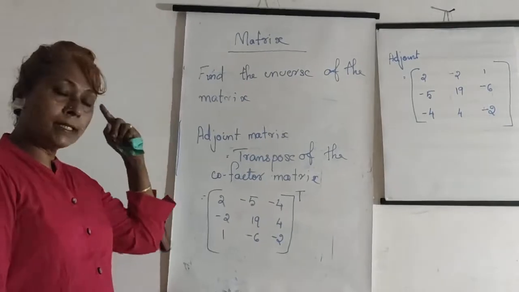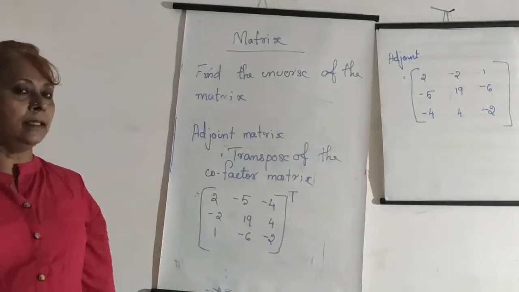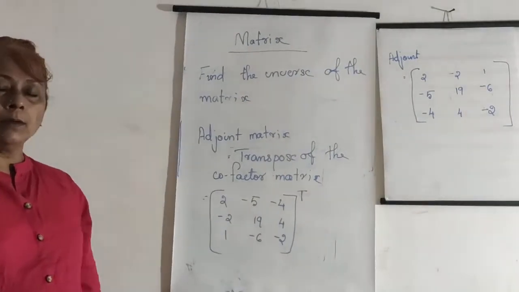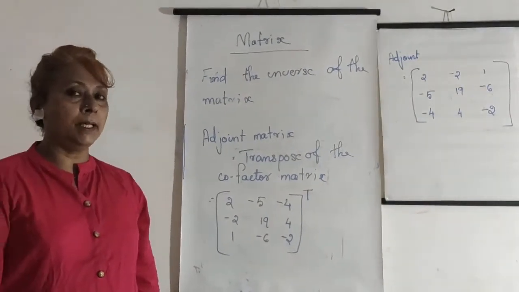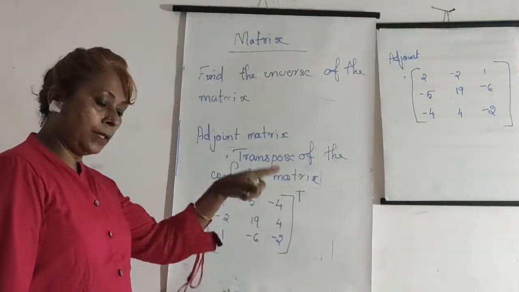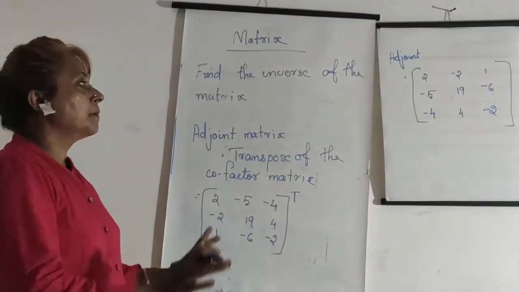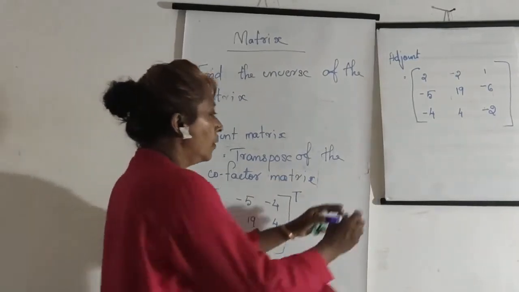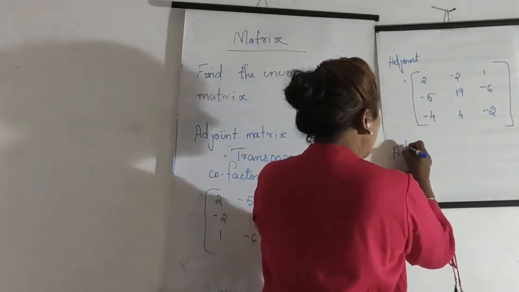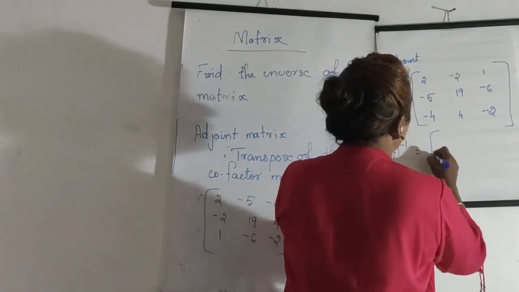The inverse of the matrix is the adjoint matrix divided by the determinant of the matrix. I already told you how to find the determinant of the matrix, isn't it? So we have to find the determinant of the former matrix. Then it is the inverse. So A inverse, the matrix inverse, is equal to this one.